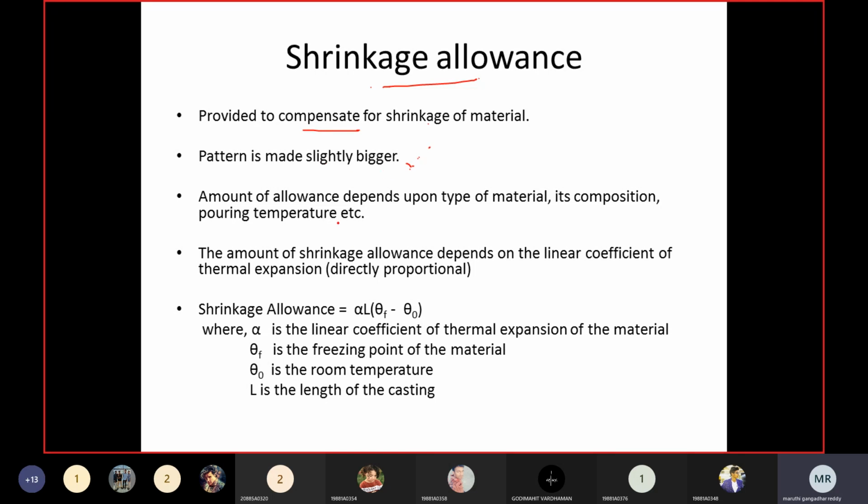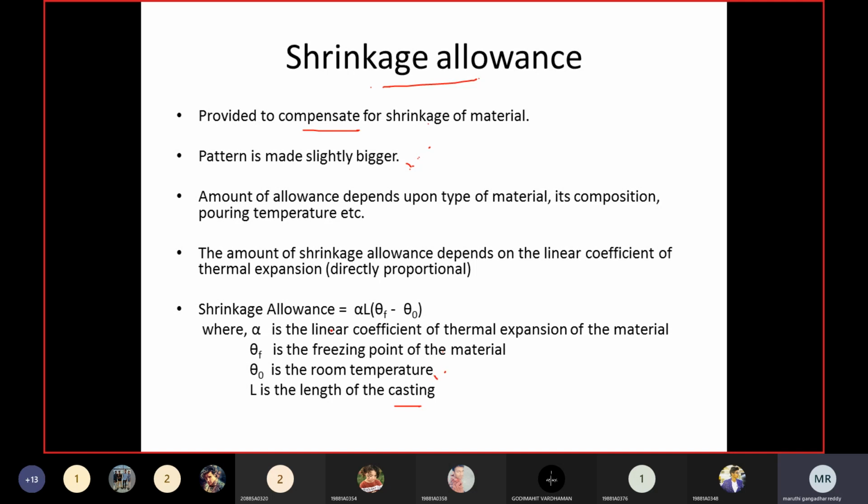And then, is there any formula to calculate the shrinkage allowance? Yes, here you can observe shrinkage allowance is equal to alpha into L, where L denotes the length of the casting, theta F denotes the freezing point of the material, and theta 0 represents the room temperature.